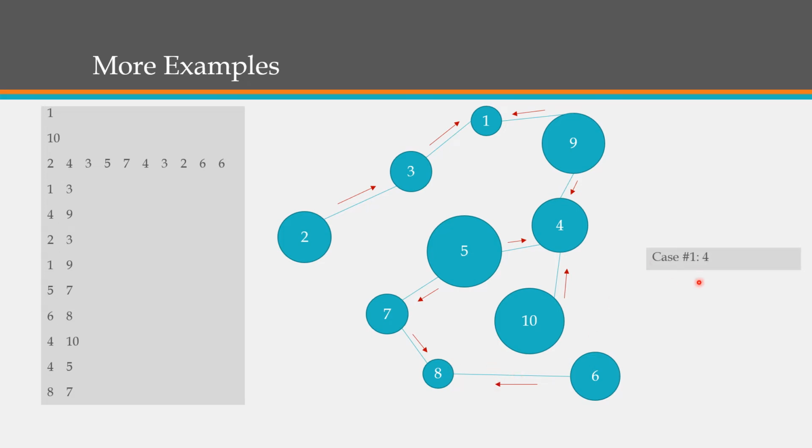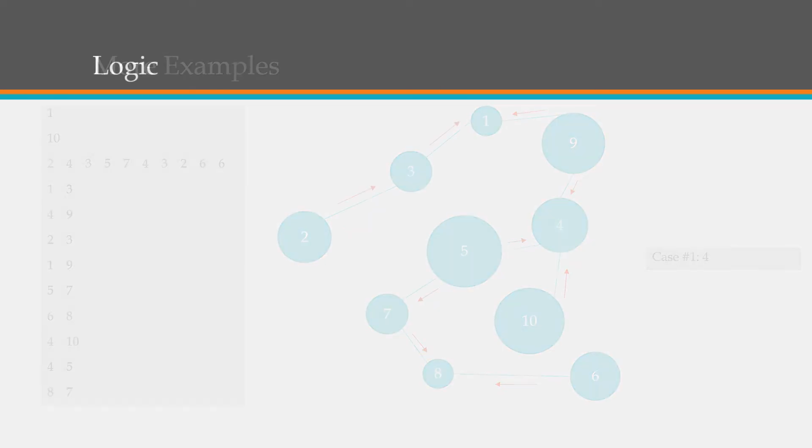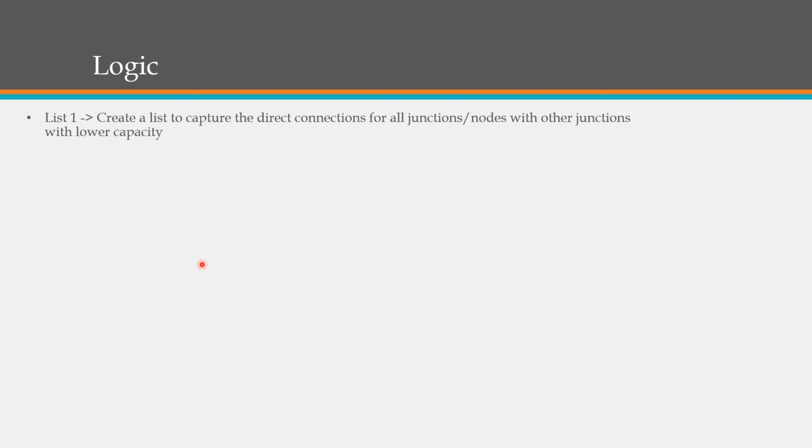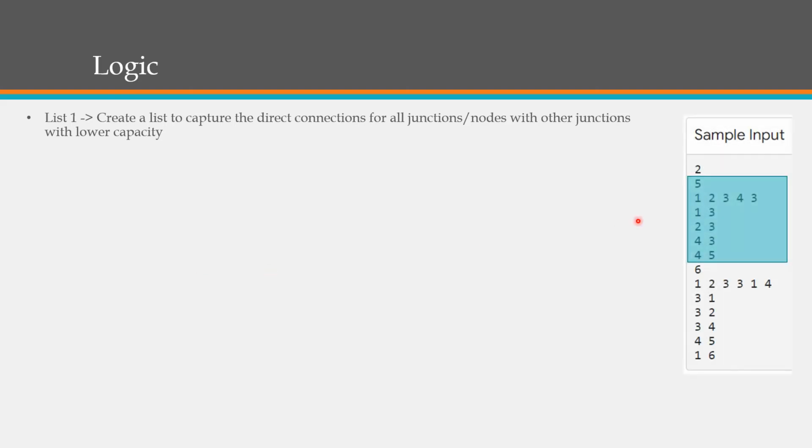Okay, let us now try to understand the logic. To understand the logic, let us consider the example they have given, the first set. So first, what we'll do is create a list with direct connections only, for those junctions which have a capacity lower than the existing junction. For this particular example, these are the connections.